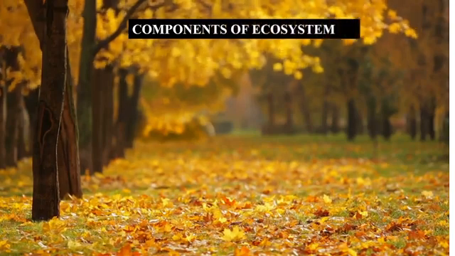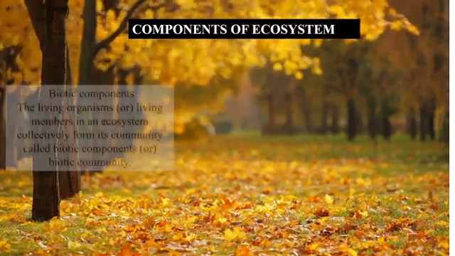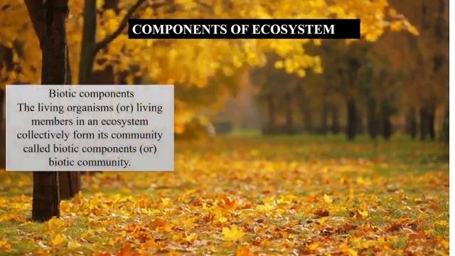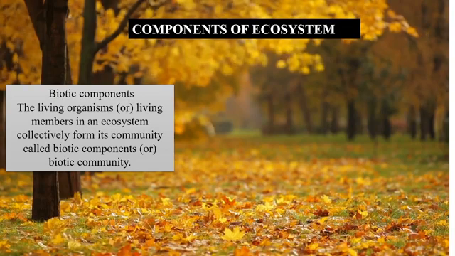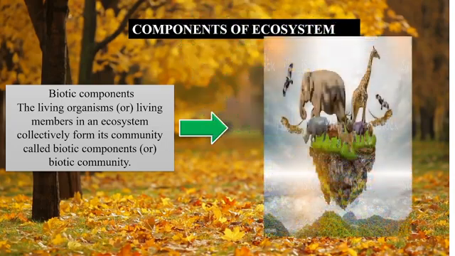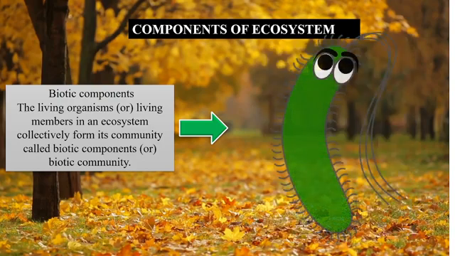Components of ecosystem. The major components, that is biotic and abiotic components, are present in the ecosystem. The living organisms or living members in an ecosystem collectively form its community called biotic components. These are also called the biotic community. For example, plants, animals and microorganisms. These three come under the category of biotic components.